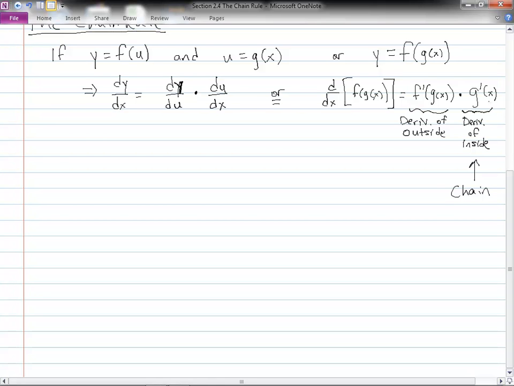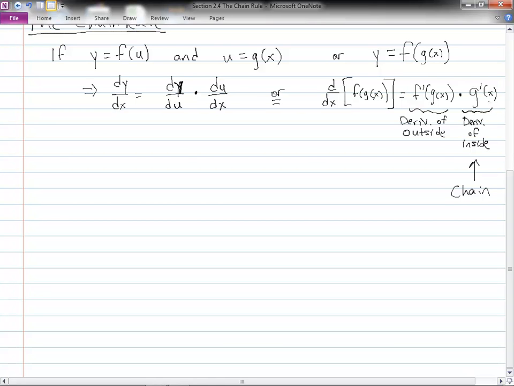Okay? The reason it's called the chain rule is that you can actually have not just one function inside of another, and we'll see this with an example later on, but a function inside a function inside a function, and so on. You can actually have these things nested so that you don't just have one function inside of another, but maybe a function inside of a function inside of a function.